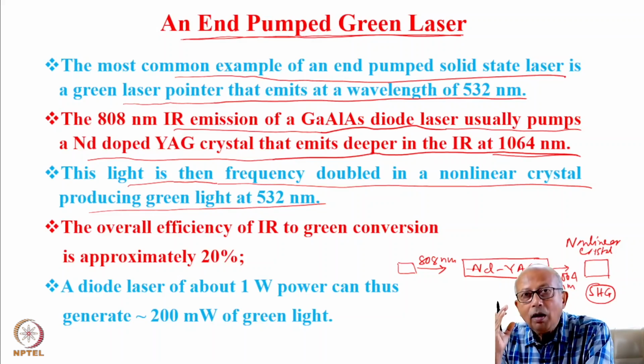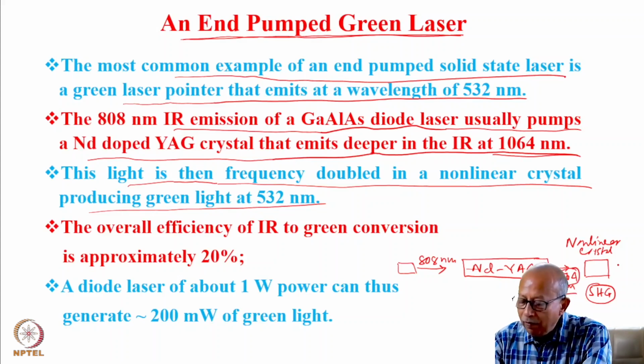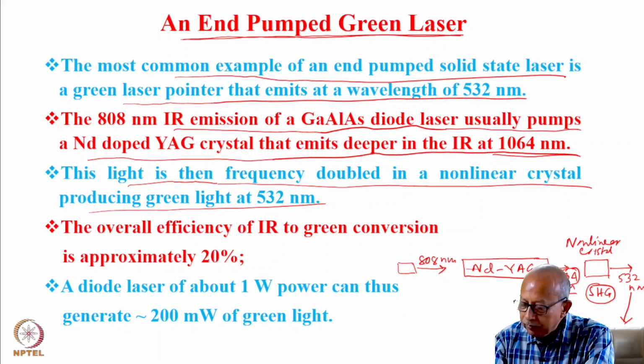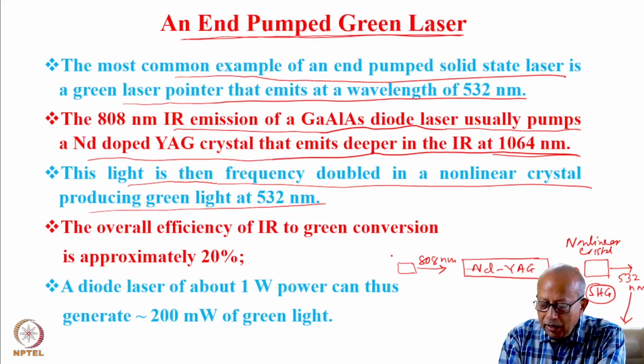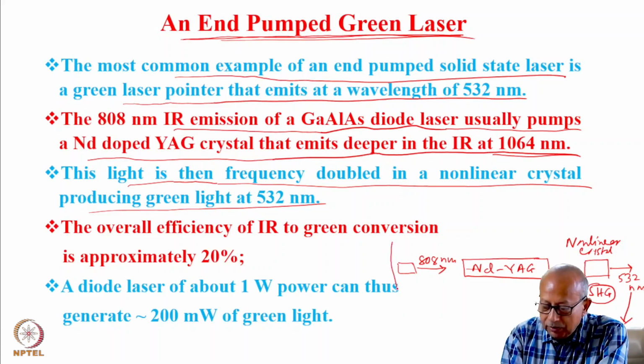But accept that such a nonlinear crystal can frequency double this light, 1064 nanometer wavelength. If it is frequency doubled, then its wavelength will be halved. So the wavelength will be 532 nanometer, which is green. So this is a diode pumped green laser.